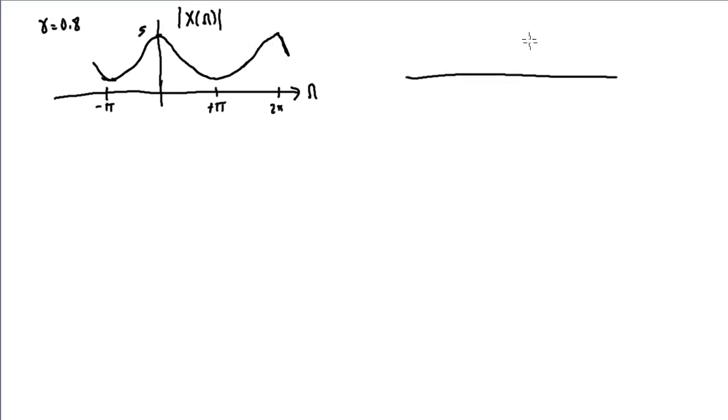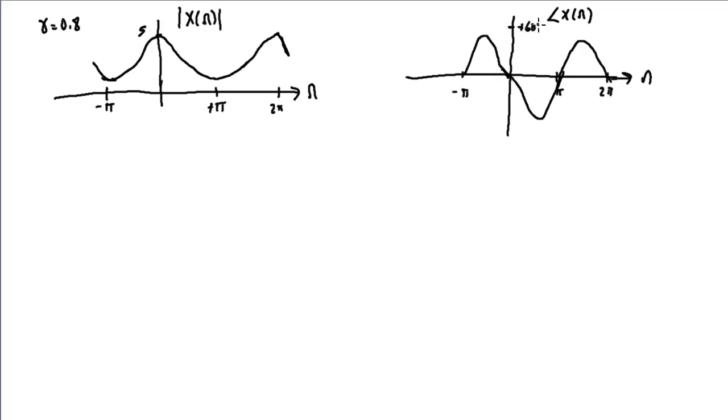The phase function is a little tougher to plot. You probably want to evaluate the phase at particular values of omega. It is always going to be periodic as well, and it looks something roughly like this. This is periodic, so we continue on across 0 again at 2 pi, and the peak value is almost 60 degrees.